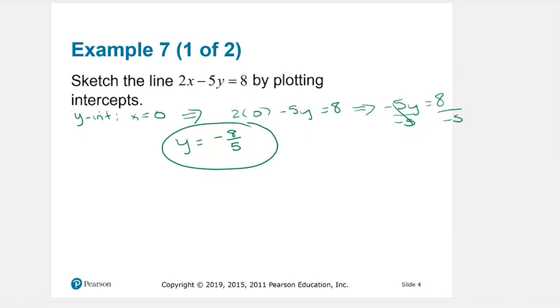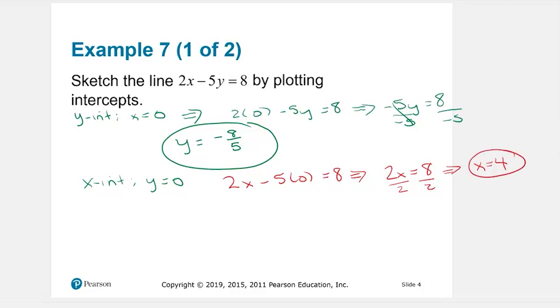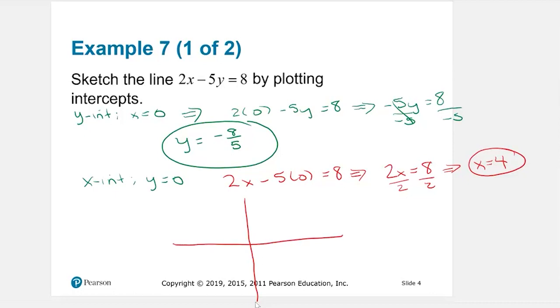And that is my y-intercept. I do my x-intercept. When I do my x-intercept, y equals 0. So again, using the exact same thing, I have 2x minus 5 times 0 equals 8, which means really I just have 2x equals 8, which means if I divide both sides by 2, I get x equals 4. So now how am I plotting this? I'm plotting just those 2 points. So if it says by plotting intercepts, you actually have to plot the intercepts.